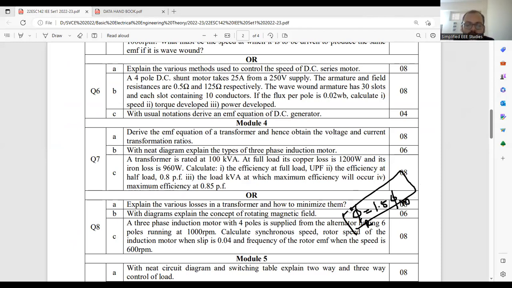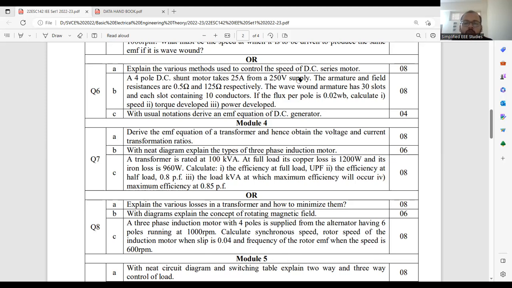So another type of question. A three-phase induction motor with 4 poles supplied with an alternator having 6 poles at 1000 RPM. Calculate the synchronous speed, the rotating speed of the induction motor with slip equal to 0.04, and the frequency of rotor EMF when the speed is 6000 RPM. Same problem I solved in the lecture series of basic electrical engineering.